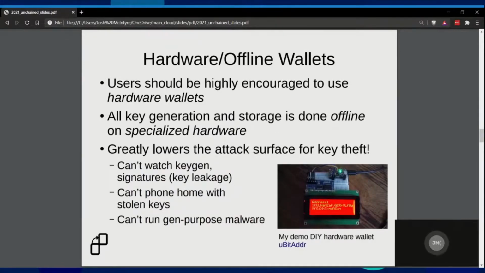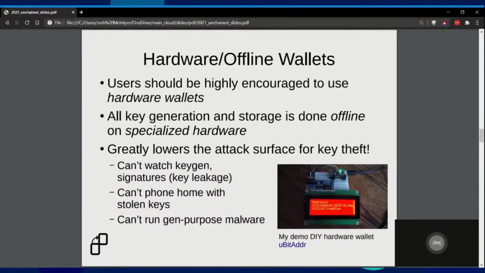So let's talk offline wallets. I think users should always be highly encouraged to use hardware wallets. These are great and very well audited devices. All key generation and storage is done completely offline on specialized hardware. Examples of this include the Trezor, the Ledger, KeepKey, and there's some other ones out there, but those are kind of the most well-known and most well-vetted.